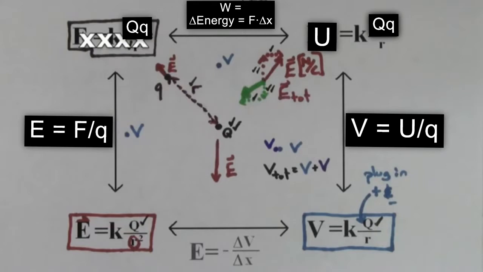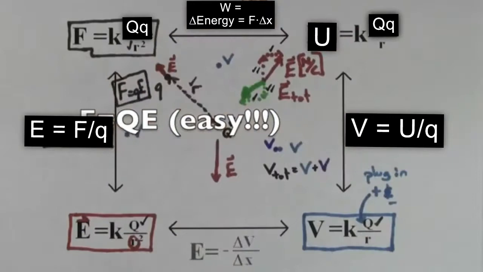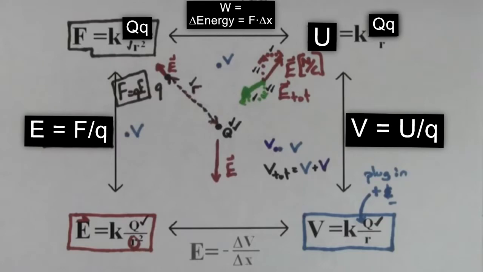You shouldn't always use this formula kqq over r squared to determine the electric force though. If you know the electric field, more likely you're going to use the formula F equals QE. Q times E is a much easier way to find the electric force, and sometimes the only way you can find the electric force on a charge.